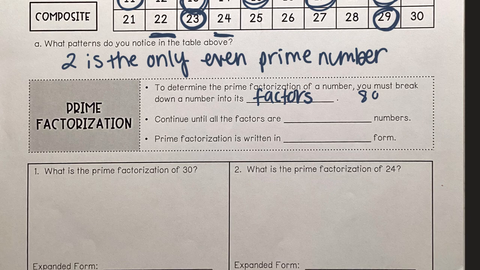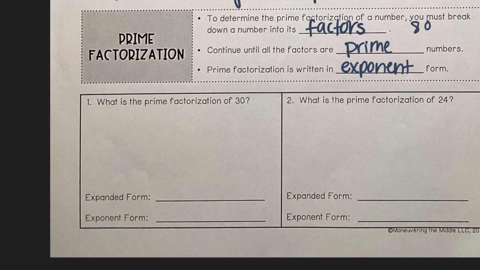So we're going to continue until all the factors are prime, breaking it down into only prime numbers. And prime factorization is written in exponent form. Okay, so that's why we focused on exponents yesterday, because you use exponents in order to write out the prime factorization of a number. So all that to say, let's go ahead and start practicing.